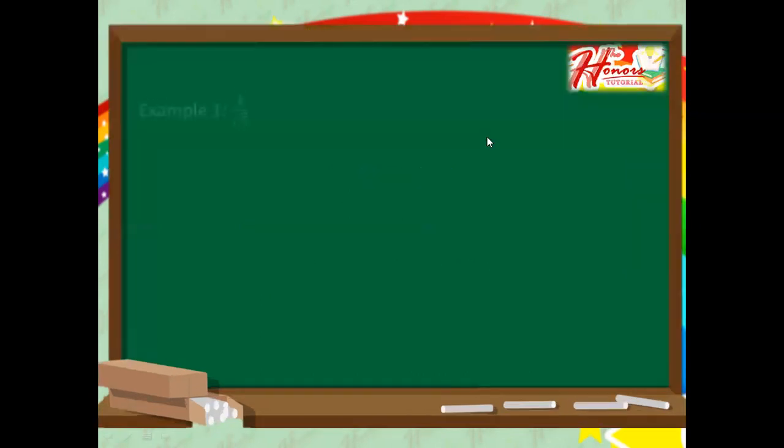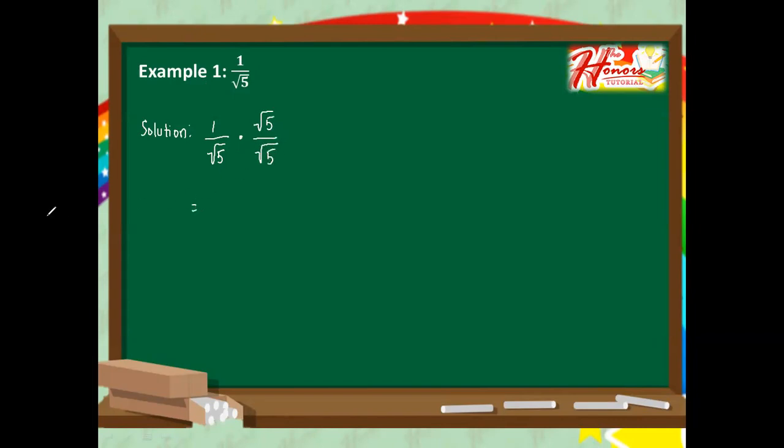So let's have our example number 1, and that is 1 over square root of 5. And this will be your solution. I want you to copy the given first. So that is 1 over square root of 5. And for us to simplify this kind of equation, we will be multiplying the numerator and denominator by our denominator, which is square root of 5 over square root of 5.